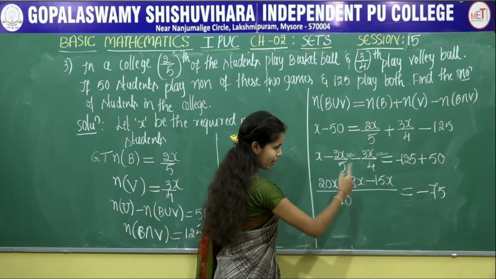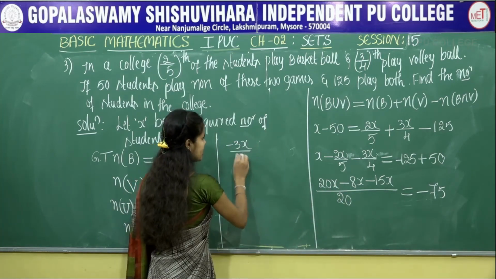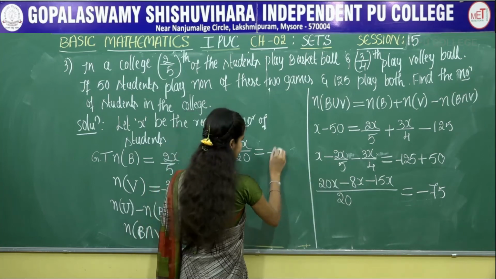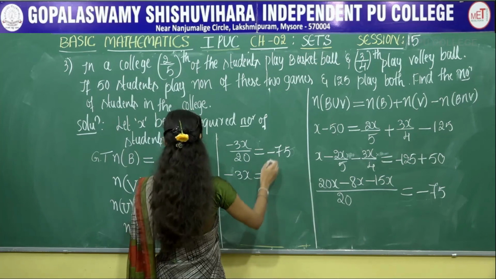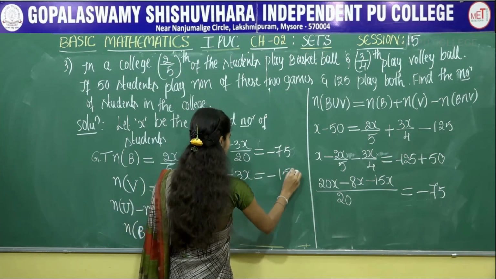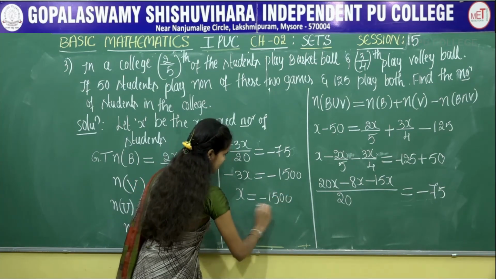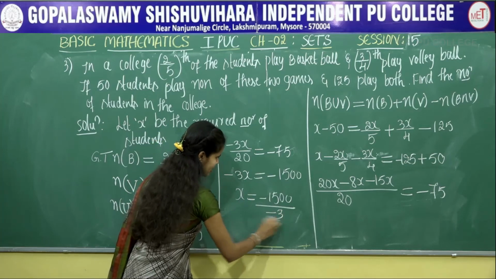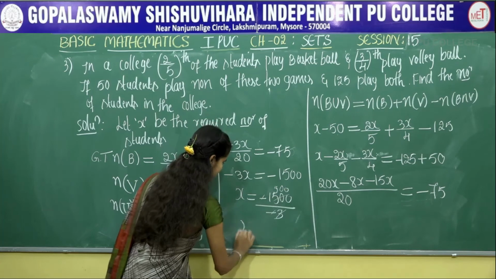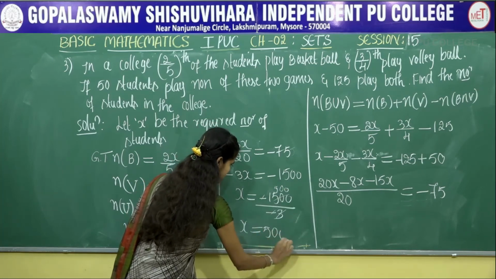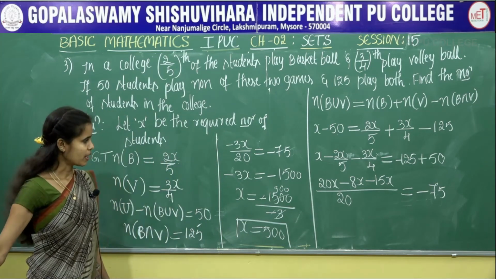Now simplify. 20x minus 8x minus 15x is minus 3x, divided by 20, is equal to minus 75. Now cross multiply. Minus 3x is equal to minus 20 into 75, 1500. We want x, therefore x is equal to minus 1500 divided by minus 3, so 500. So the required number of students is equal to 500.